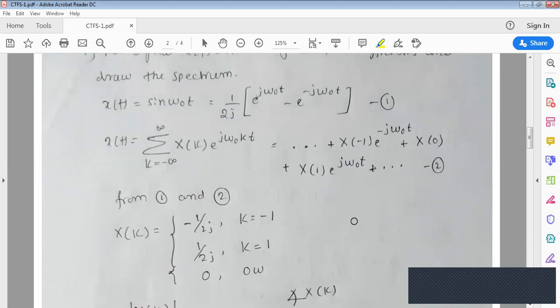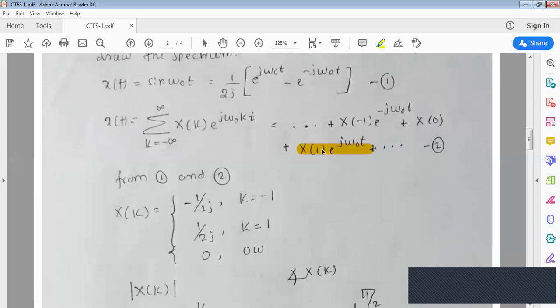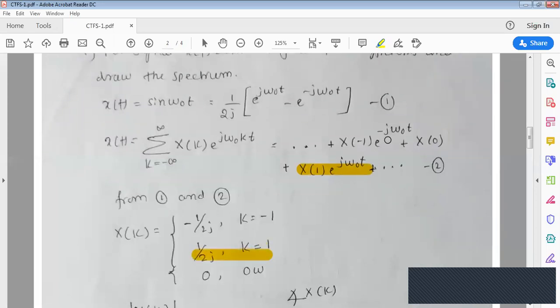Now compare equations 1 and 2. Compare the coefficients of e power j omega naught t and e power minus j omega naught t. Let us look into this one. What is the coefficient of e power j omega naught t in this equation? 1 by 2j. Therefore, when k is equal to 1, I'll get 1 by 2j. This I have written. Similarly, when k is equal to minus 1, I will get minus 1 by 2j. So I have written here.